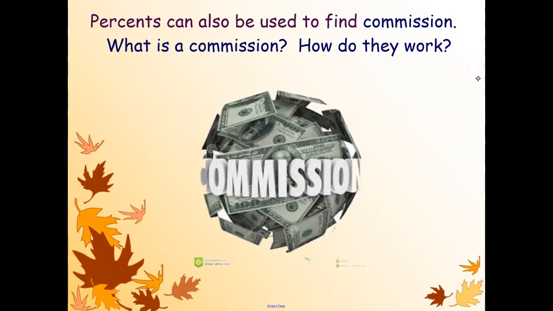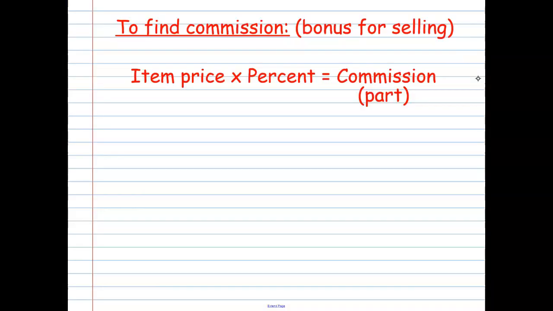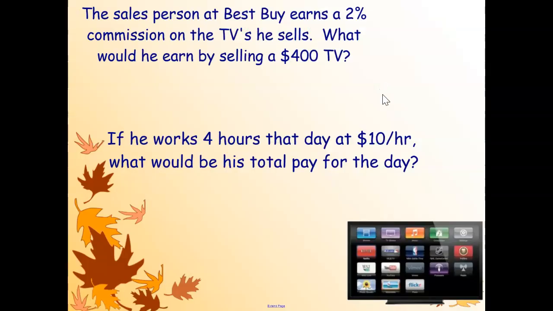So a lot of times car salesmen, big electronics stores, jewelry stores, things like that. Usually where things are expensive, they work on commission because they want their people to sell more, so they get to keep a tiny bit of what they sell as like motivation to help them sell. So go ahead and pause and write this down. And again, we're just going to find the part like we've been doing. So we're going to take the price times the percent as a decimal, and that's going to give us our commission, our bonus for selling.